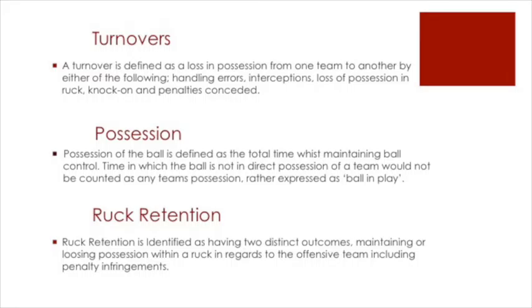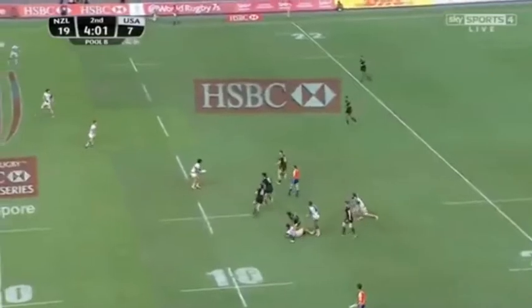The key performance indicator of possession is defined as the total time of a team maintaining ball control whilst keeping offensive pressure. The time in which the ball is not in direct possession of a team is not counted as any team's possession, rather expressed as ball in play. The following video is an example of USA keeping possession of the ball.